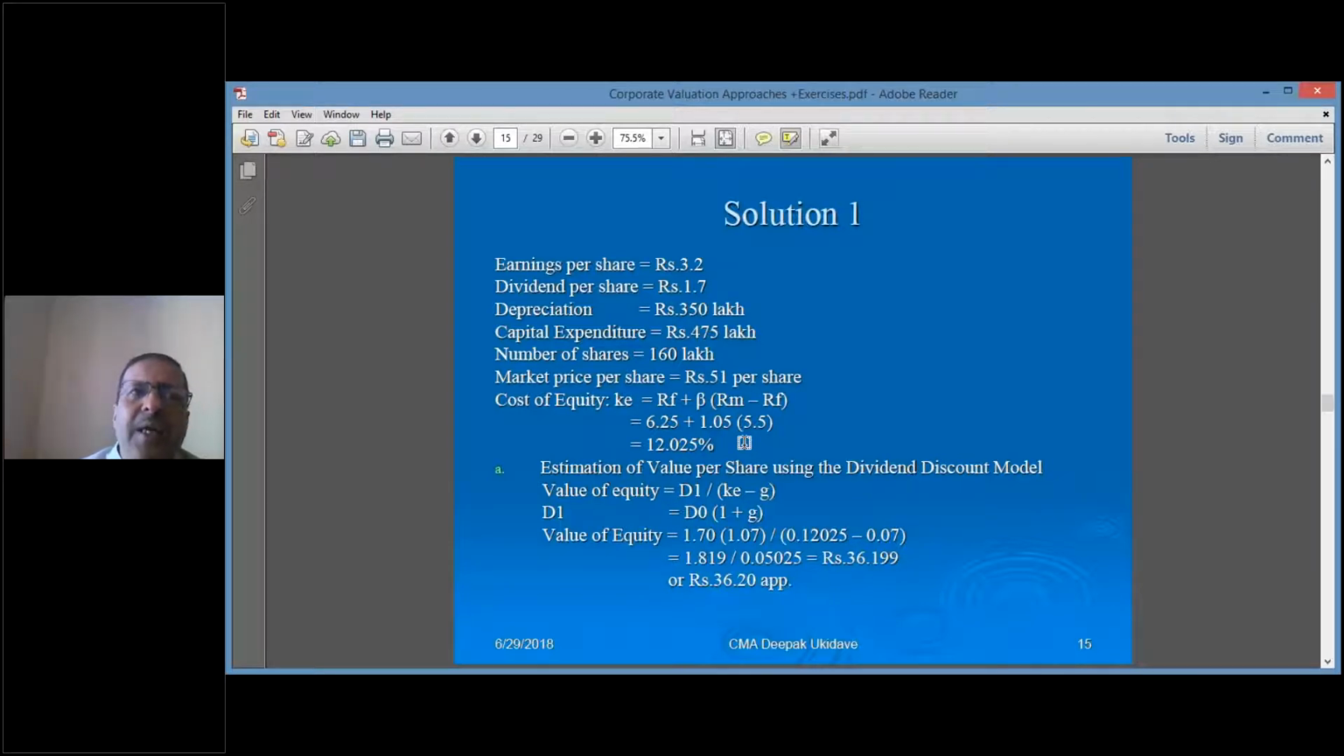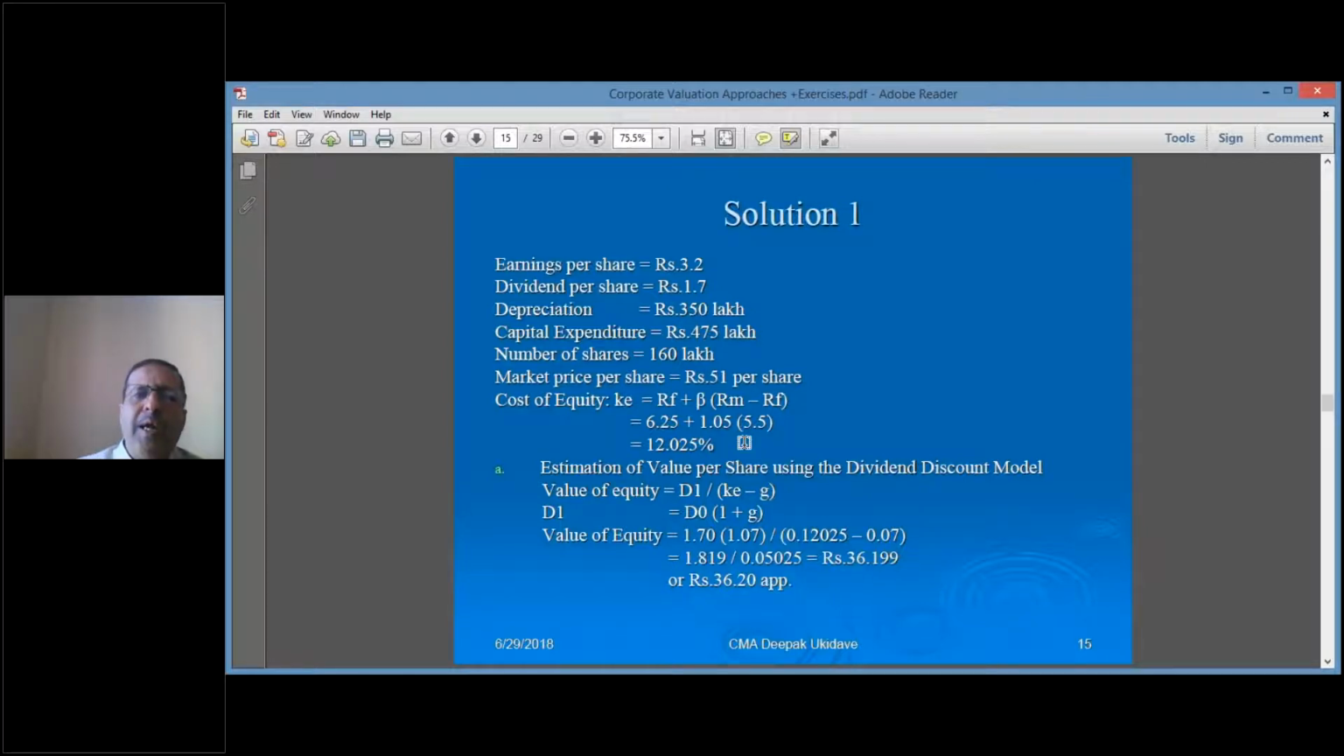And if figures are in lakhs and crores, the impact will not be much. But if figures are in thousand, the impact will be visible. And this is a general rule, a thumb rule I am telling you. Please do not round off at the intermediate stage. Round off towards the end.